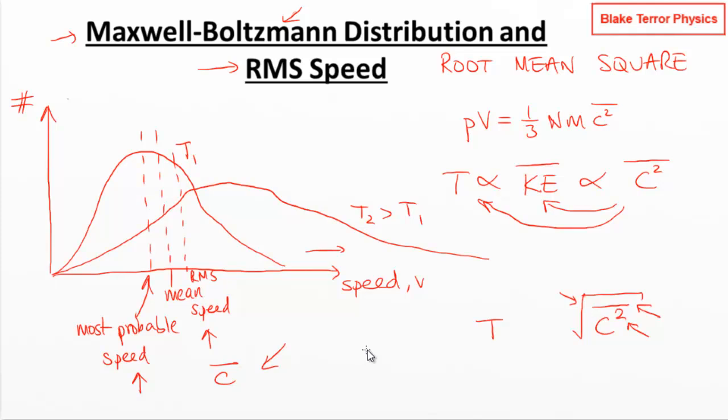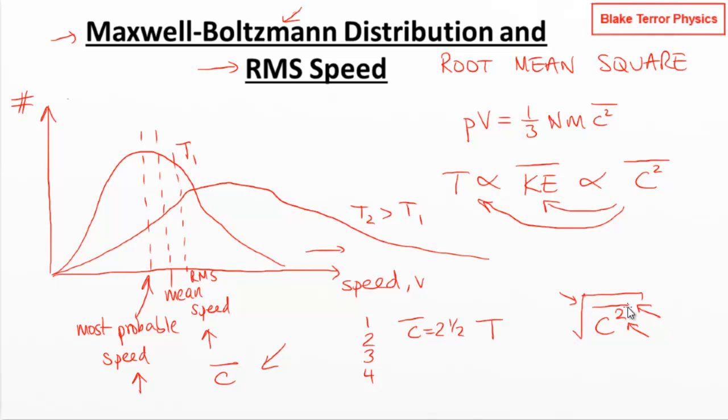Say we had just 4 particles. Say they were moving with speeds 1, 2, 3, and 4, for argument's sake. Well, if we average those out, you add them up, we get 10, you divide by the 4, so our C bar is going to be 2.5 for that.